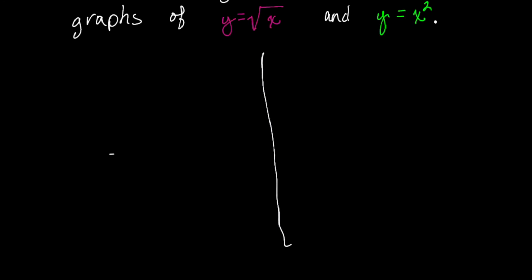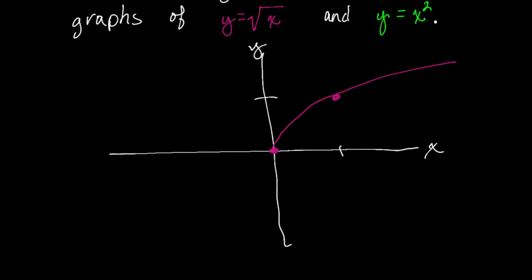And here's my x and my y. So the square root of x, when x is 0, y is 0. When x is 1, y is 1. When x is 4, y is 2. So I know I should do this another color. I should do this color, same color as the graph. So our radical x ends up looking like this. Okay, so that's my y, the first y.